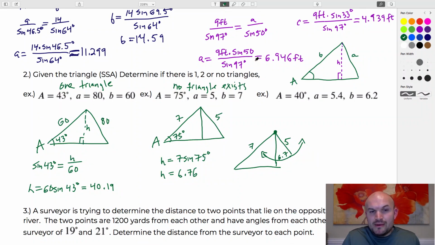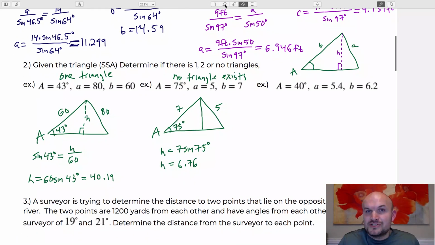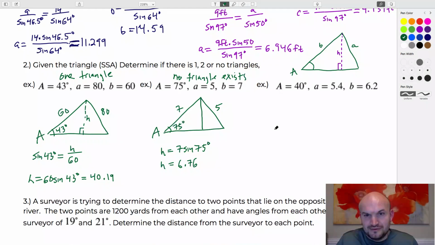And basically the way to remember this is when your height is larger than your opposite side, then you're not going to have a triangle that exists. So hopefully the next one is a two triangle case, I would assume. But let's go and check it out. Let's not assume anything.